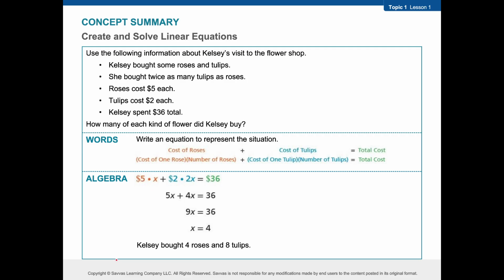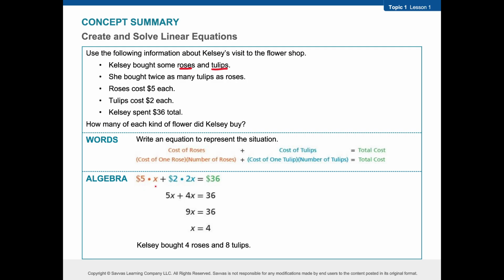Just a recap of solving linear equations. Use the following information about Kelsey's visit to the flower shop. She bought some roses and tulips. She bought twice as many tulips as roses. So they're giving you information about tulips and not roses. So roses is going to end up being your variable.